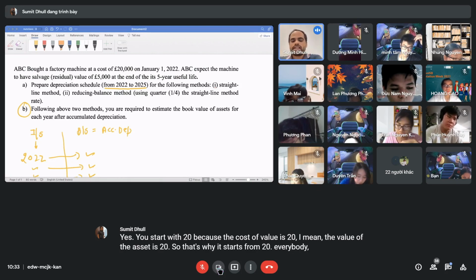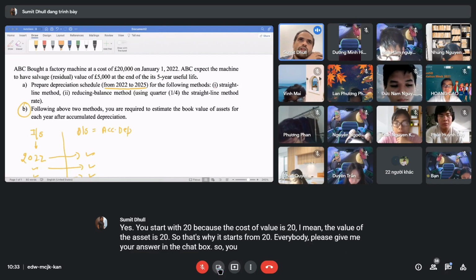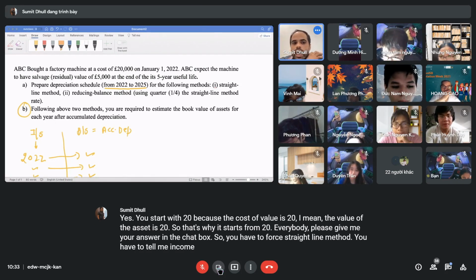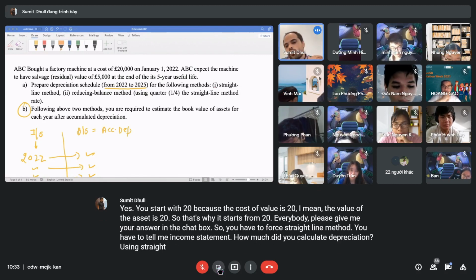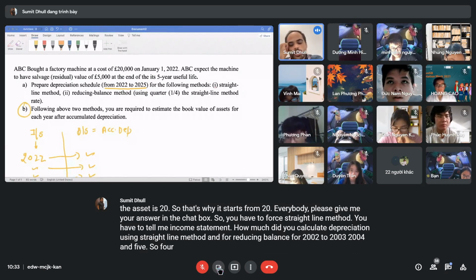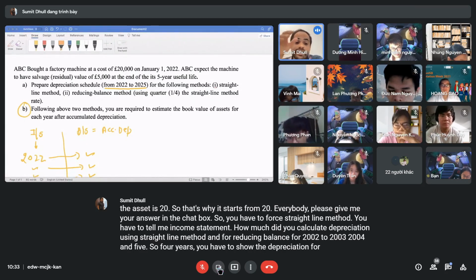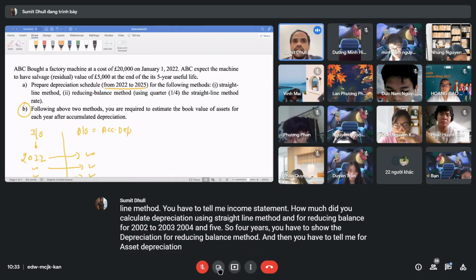Everybody, please give me your answer in the chat box. So for the straight line method, you have to tell me in the income statement how much depreciation you calculated, and for reducing balance for 2022, 2023, 2024, and 2025. So 4 years you have to show the depreciation for the reducing balance method. And then you have to tell me the accumulated depreciation for the asset.